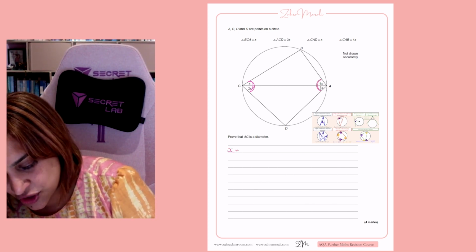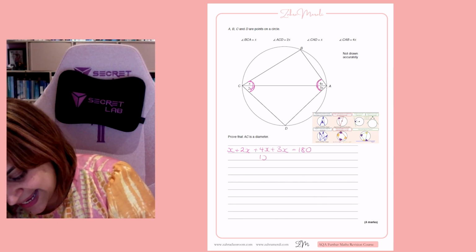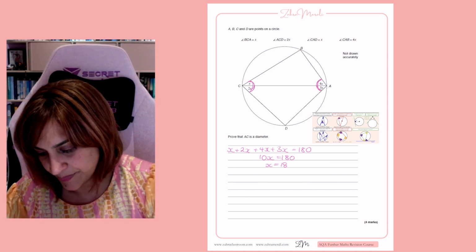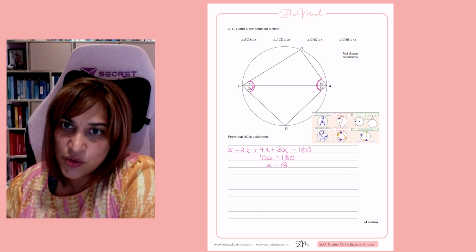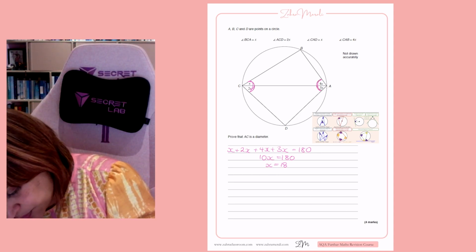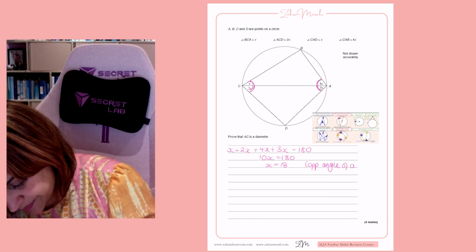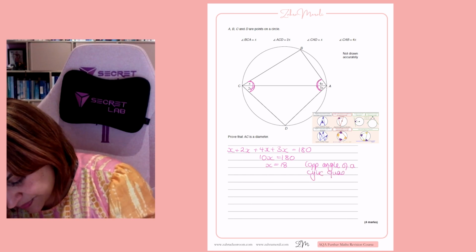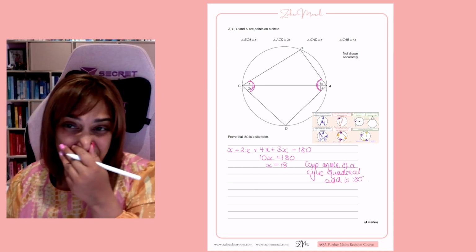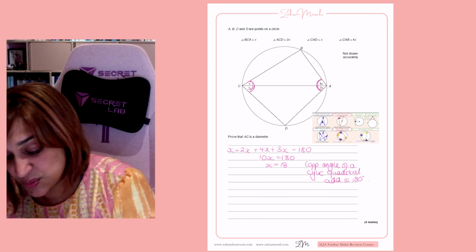So we've got x plus 2x plus 4x plus 3x equals 180. So that gives us 10x equals 180. So x equals 18. Okay, so if we know x equals 18, we now need to find out, and we'd say this is because, in a proof world, opposite angles of a cyclic quadrilateral add to 180. We now should be able to find either CBA or CDA because we know what x is.